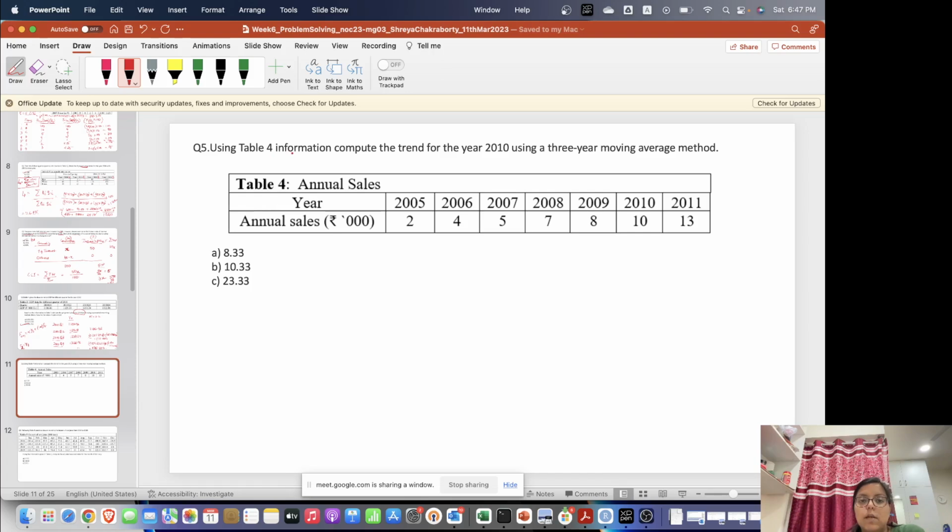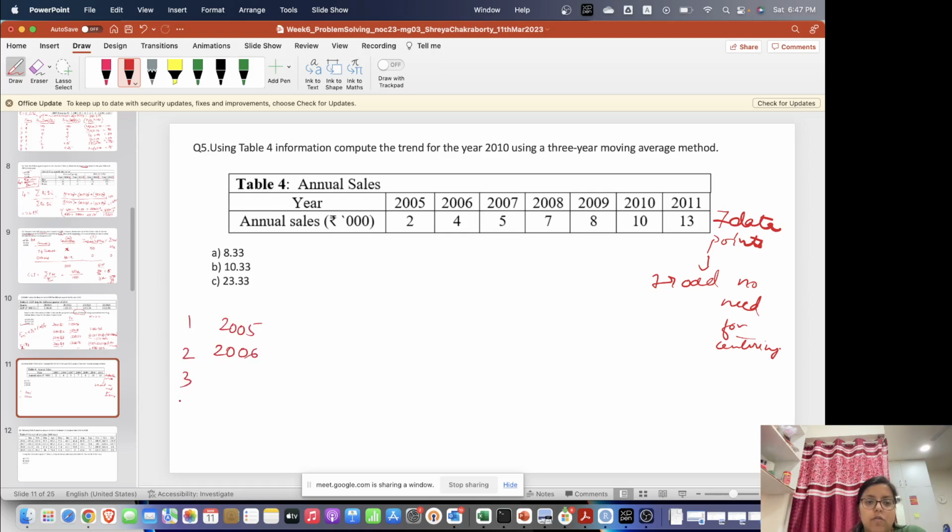Okay. So using table for information, compute the trend for 2010 using a 3-year moving average method. So here we have how many data points? 1, 2, 3, 4, 5, 6, 7. So 7 data points. 7 is odd, so no need for centering. So we'll just plot the time points 2005, 2006, 1, 2, 3, 4, 5, 6, 7, let's say.